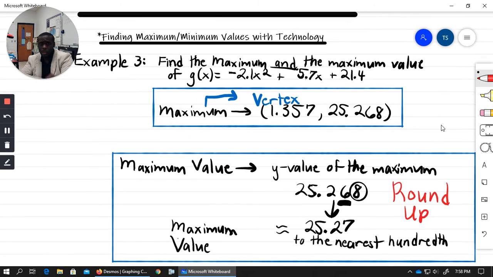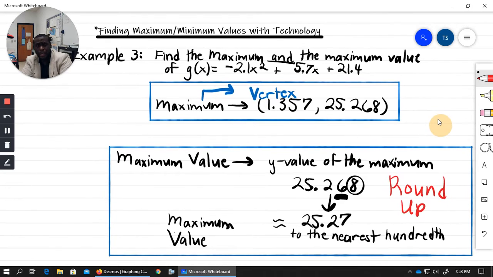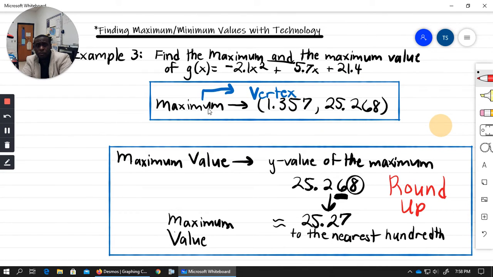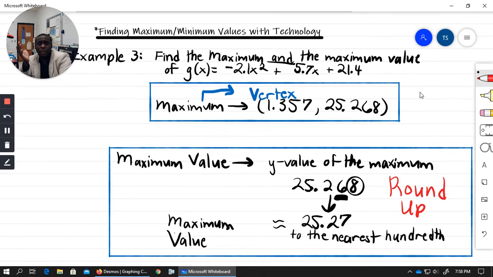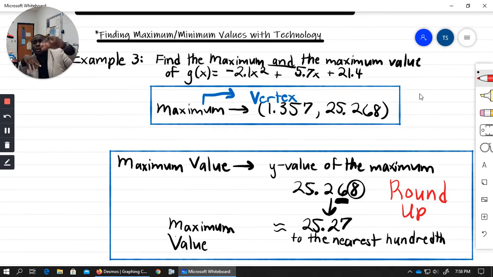And again, I'm reiterating that there's a difference between a maximum and a maximum value. Okay? So again, a maximum is where we're going to find that highest ordered pair, or that highest point, or in other words, we're talking about a relative maximum. It's the highest point compared to all of the points that are nearby it.